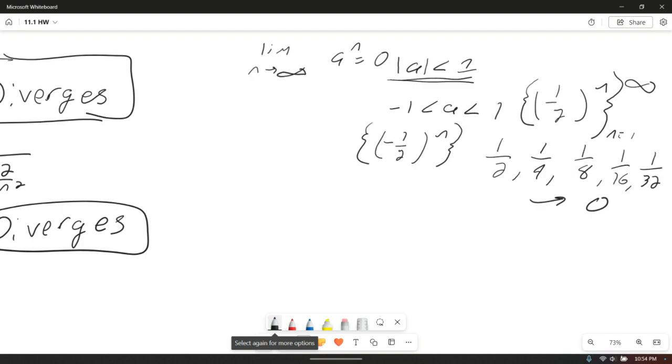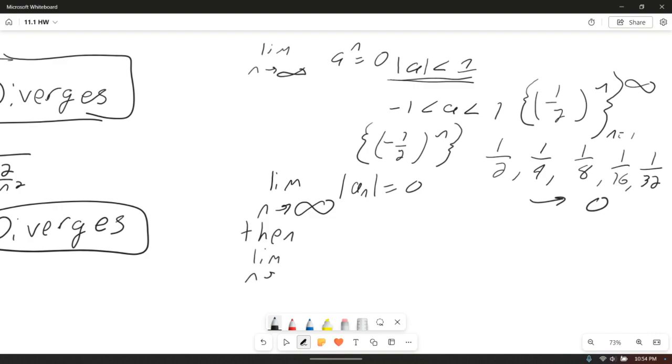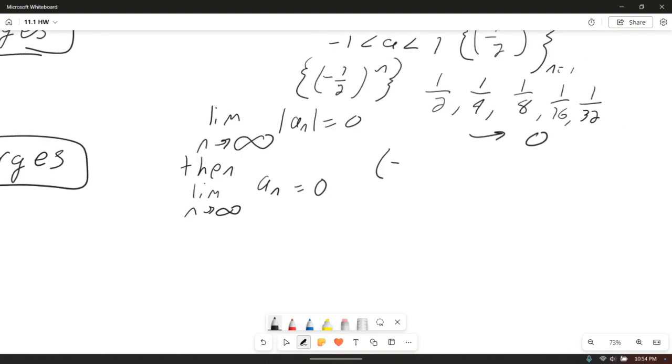There's this theorem that states that if the limit as n approaches infinity of the absolute value of a_n equals 0, then the limit as n approaches infinity of a_n also equals 0, right? And we can kind of see this through, say, (-1/2)^n. This is a great example.